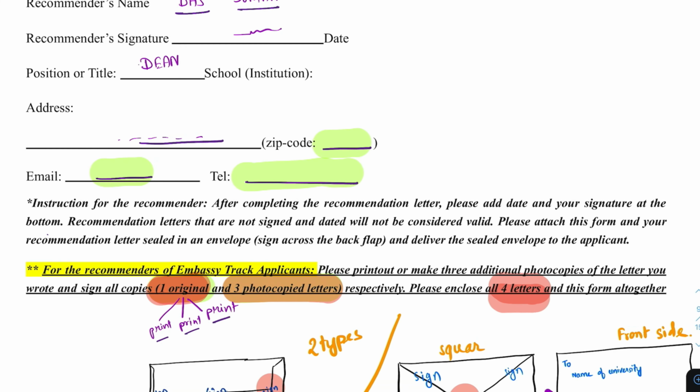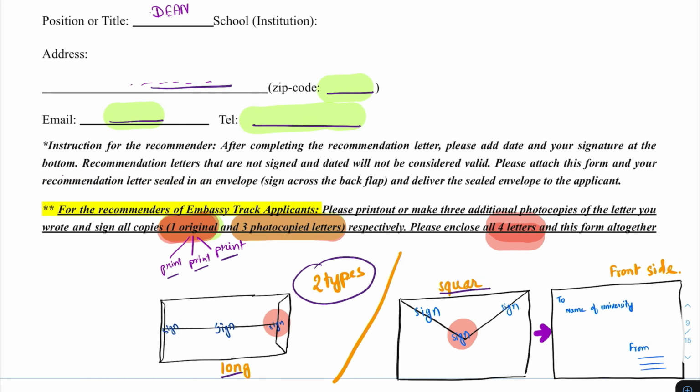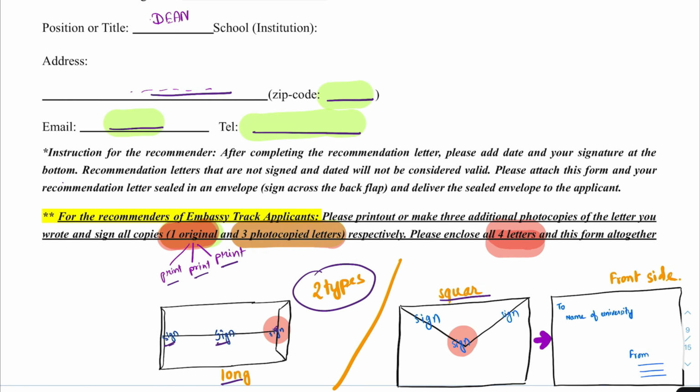Coming to the next part is the envelope, and there are 2 types of envelope, right? Long and the square size. Here I have drawn the envelope copy. So the sign and seal should be here first, and as you can see, the envelope should be signed across the back flap.